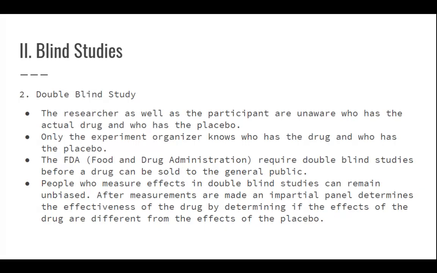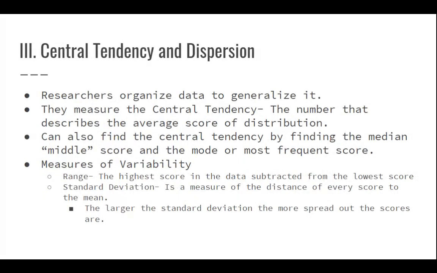After measurements are made, an impartial panel determines the effectiveness of the drug by determining if the effects of the drug are different from the effects of the placebo. Did we see a vast difference in the people who actually had the vaccine and the people who didn't? That's how they would determine if it was effective.